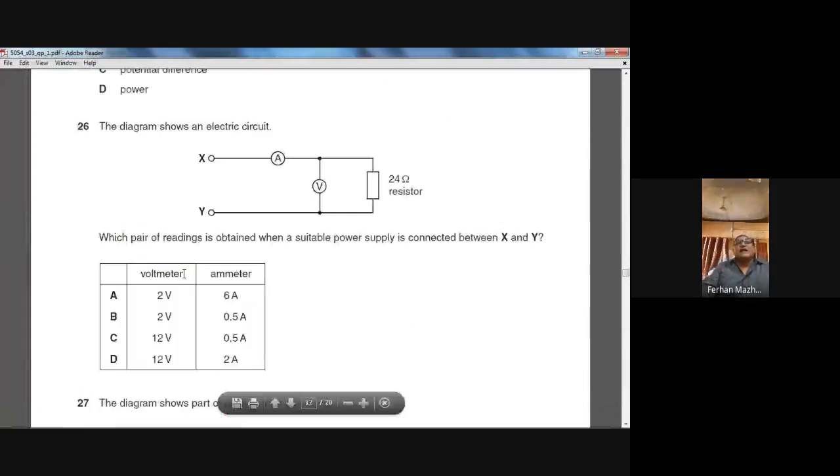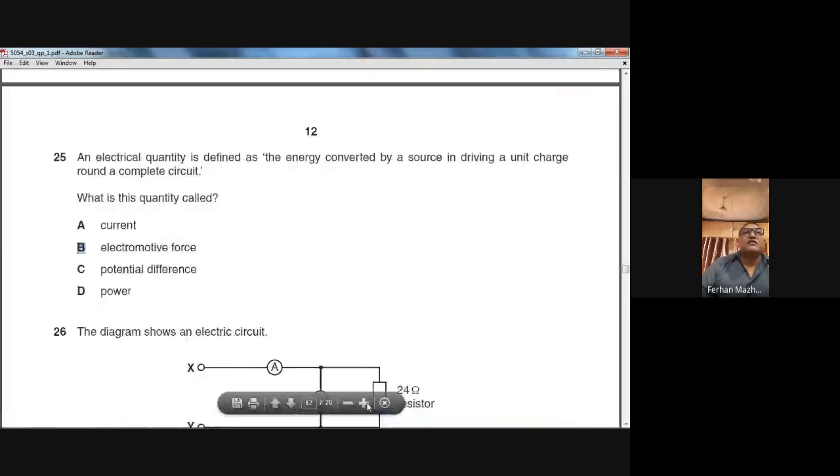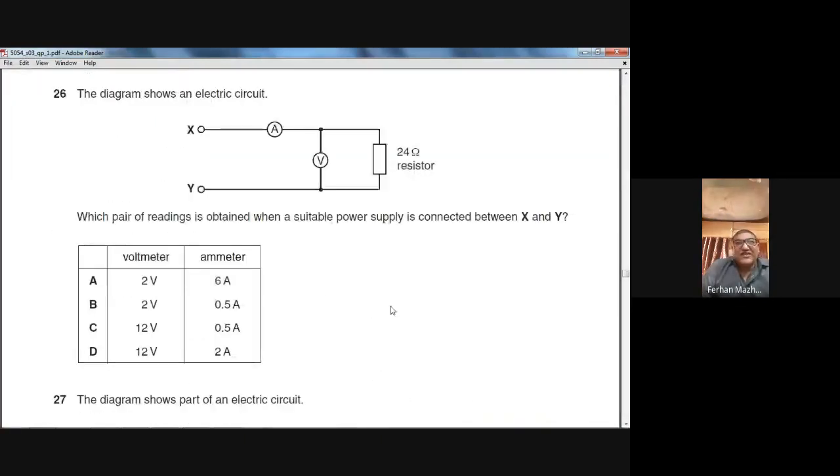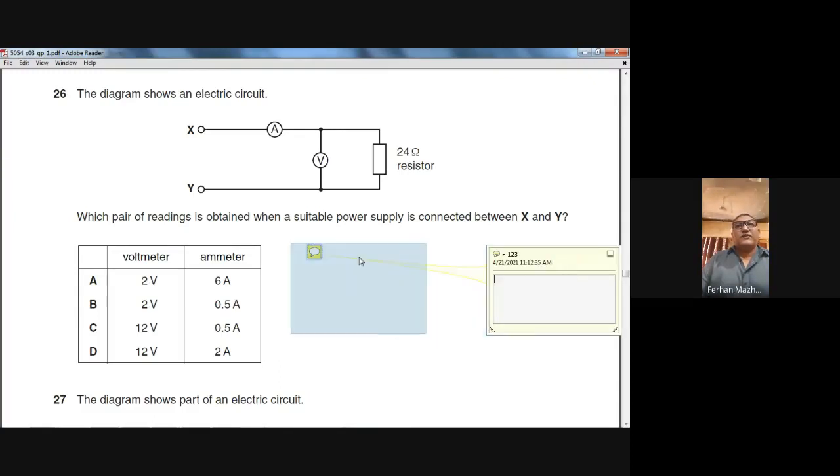Okay, here we go. The diagram, I can increase the size a little bit. The diagram shows an electric circuit. Which pair of readings is obtained when a suitable power supply is connected between X and Y? So here you have been given four options. We know the resistance, and I can calculate which pair of readings is obtained.